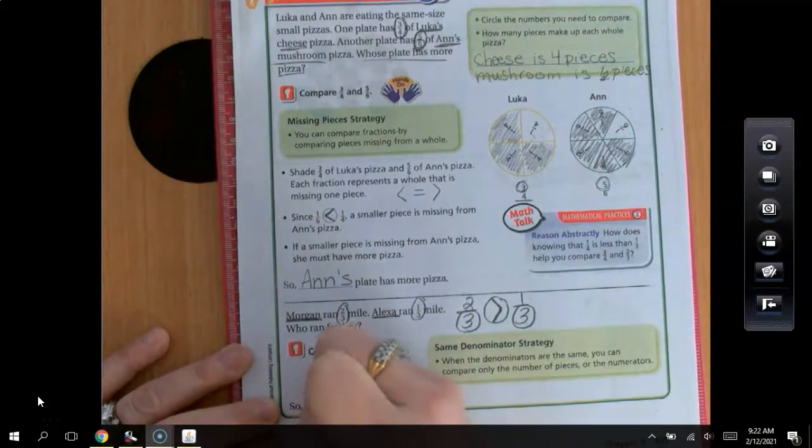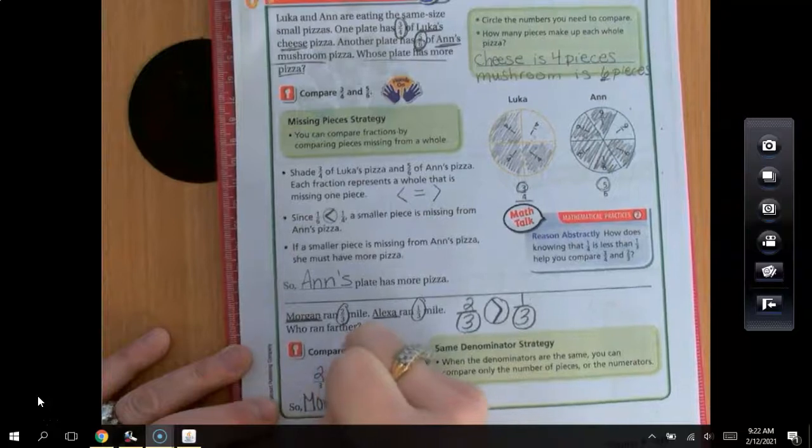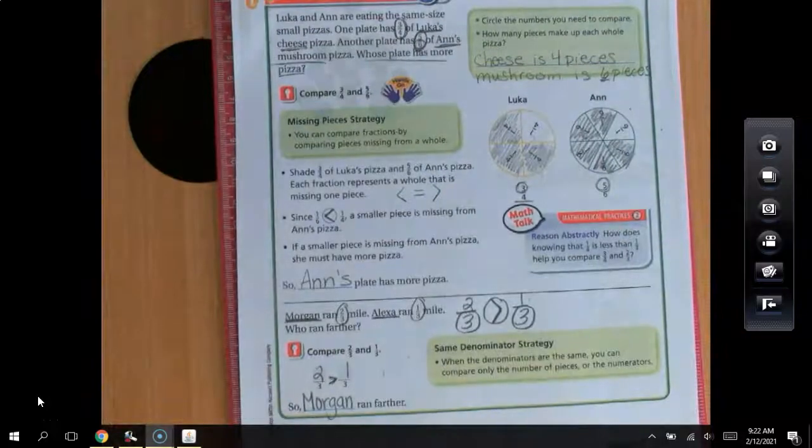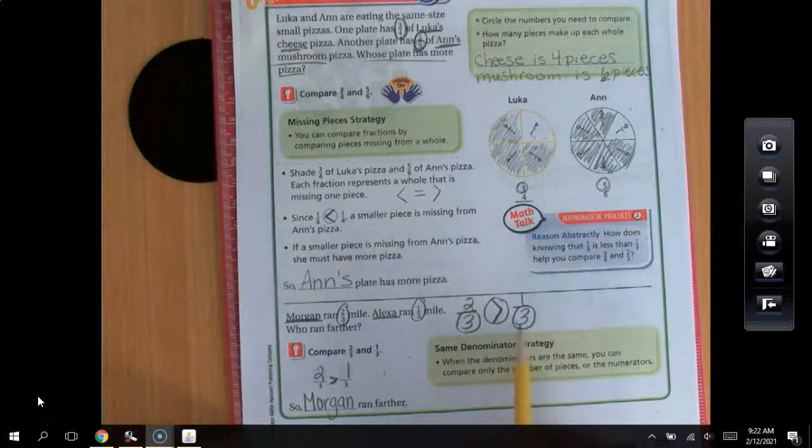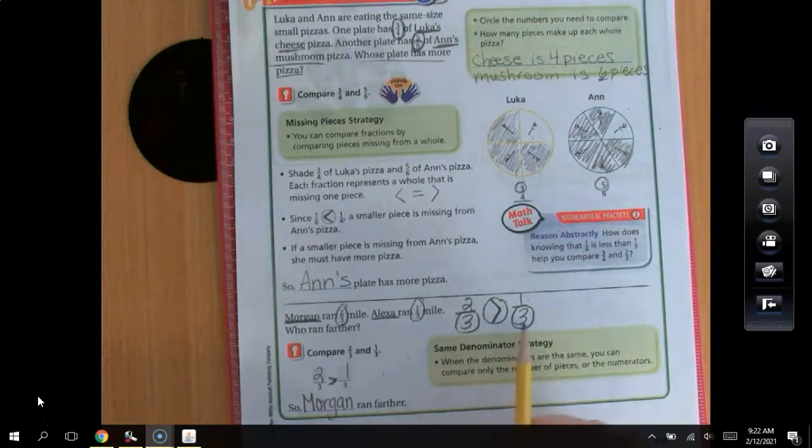Exactly, Morgan. So Morgan ran farther than Alexa, okay? So yes, you can look at your denominators to decide who ran farther, as long as your denominators are the same. Your denominators have to be the same. When the denominators are the same, you can compare only the number of pieces, or the numerators, all right?